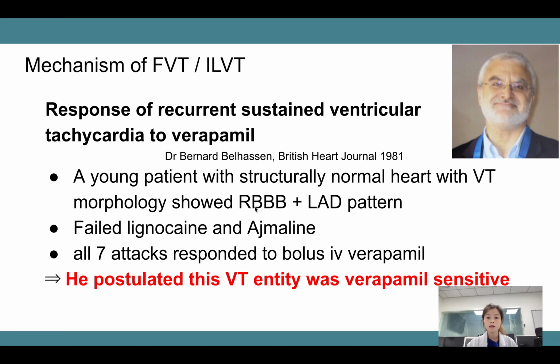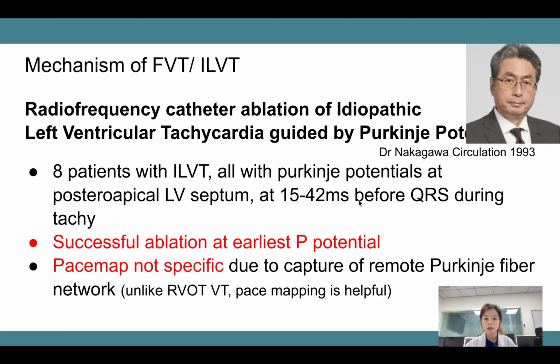And then 2 years later, in 1981, Dr. Bernard Belhassen postulated that this VT entity was verapamil sensitive because he had a patient, also with a structurally normal heart, with VT with RBBB and LAD morphology with recurrent VT attacks. All the attacks failed lignocaine and amiodarone. However, all the 7 attacks responded very well to verapamil. His finding is very important because it guides our medical treatment for fascicular VT afterwards.